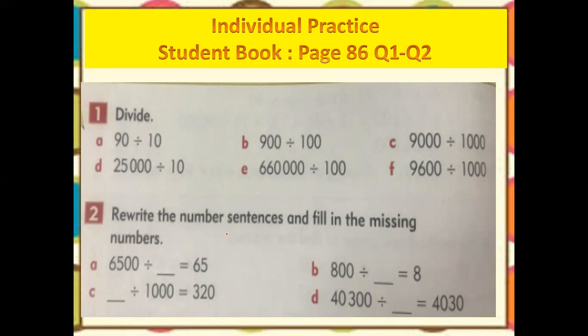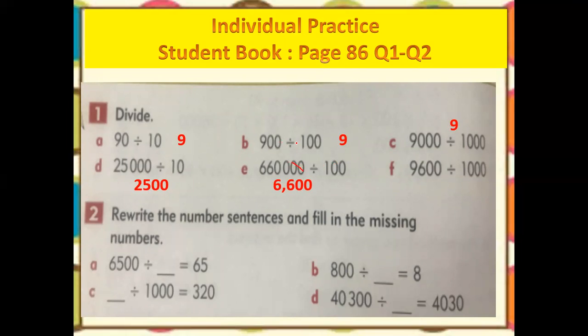Okay, now answer. Check your answers. So question 1, the first answer is 99. B is 9, C is 9, D is 2,500, and letter E is 6,600. We have to cut 2 zeros, so there.